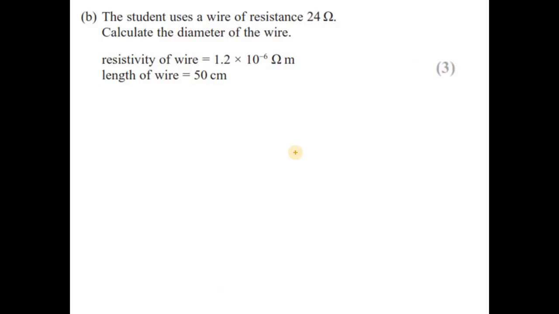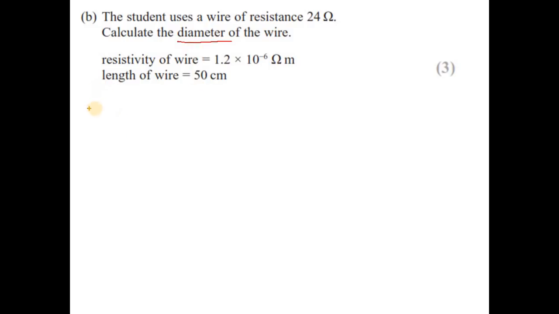Question 11 part B. The student uses a wire of resistance 24 ohm. Calculate the diameter of the wire. The resistivity of the wire is 1.2 × 10 to the power minus 6 ohm meter, and the length of the wire is 50 centimeter. Okay, it is a quite straightforward question.